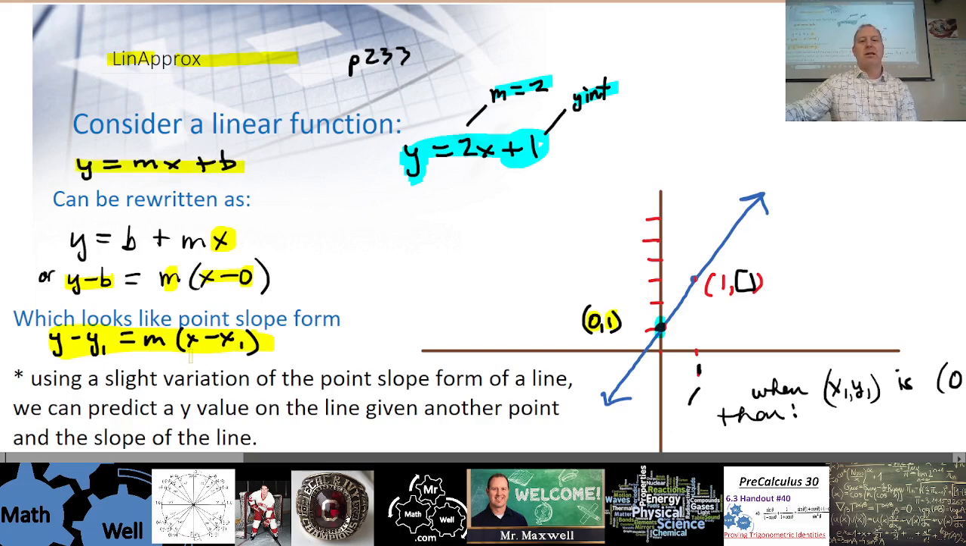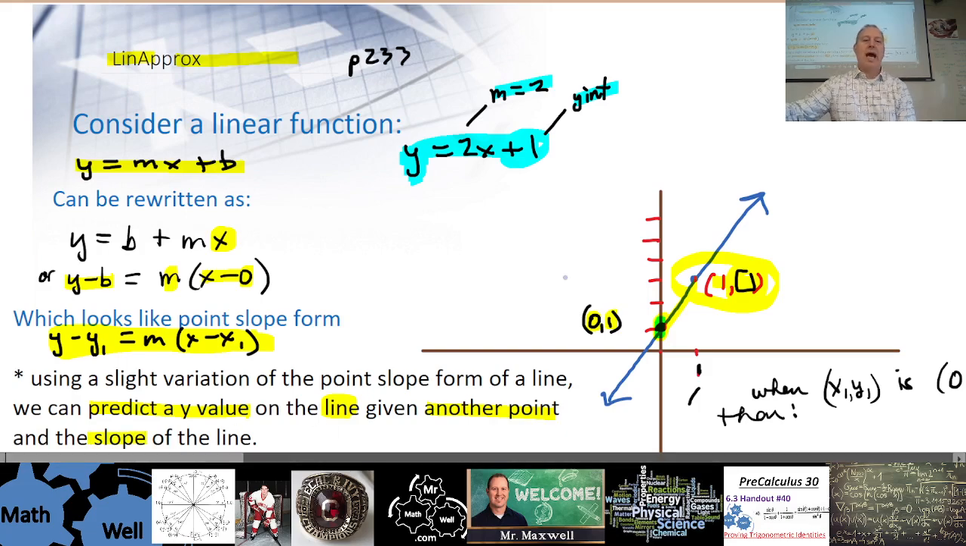But the point of this is that we can use a point on the line, and we can use the slope of a line to determine values of another point. All right? So over here on the right, I have my y-intercept of 0, 1. I know my slope of 2, and so it's going to be easy for me to calculate what this missing y value is over here on the right. Okay? So using a slight variation of the point slope form of a line, we can predict a y value on the line given another point and the slope.